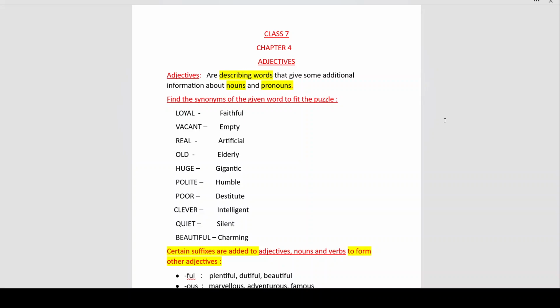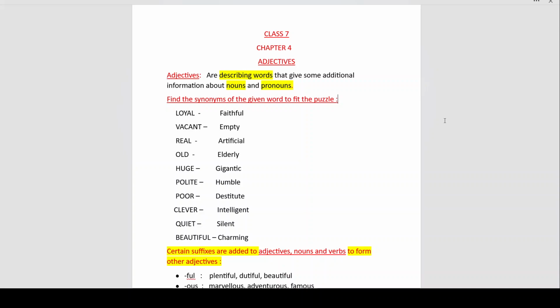Pronouns can be of two types, common nouns and proper nouns. Now, as given in your textbook, let us find the synonyms of the given word to fit the puzzle. Loyal is faithful, vacant, empty, real, artificial. But this is an antonym of real. It is not a synonym. Synonym means similar in meaning. So this is given wrong in your book. Real is the antonym of artificial, not the synonym.